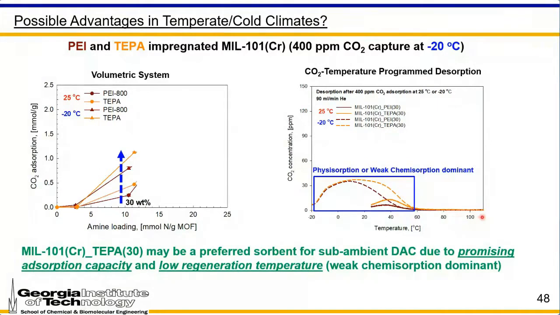So for these sorbents, we see that the CO2 comes off at relatively low temperatures. And so this could allow us to imagine a scenario where we go to a cold region, say Alaska, and can operate with a sorbent that combines physisorption and chemisorption to give good uptakes with relatively small temperature swings for desorption.